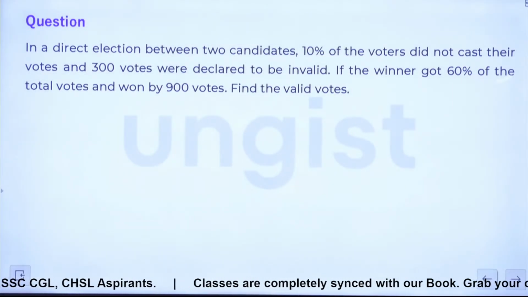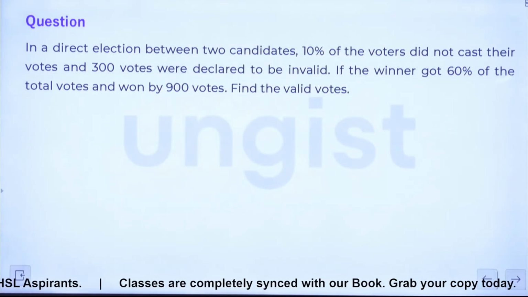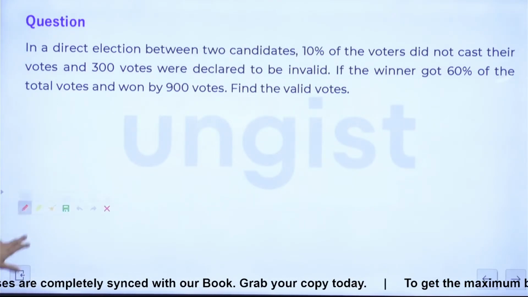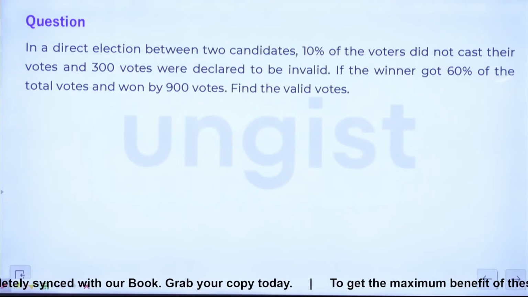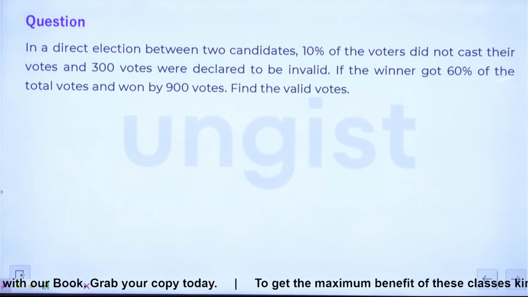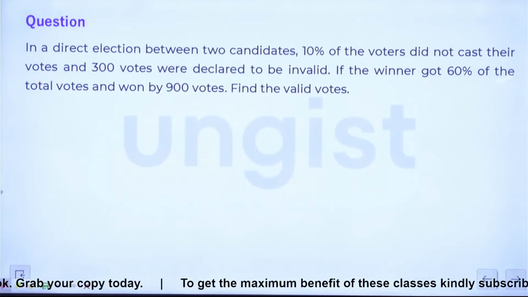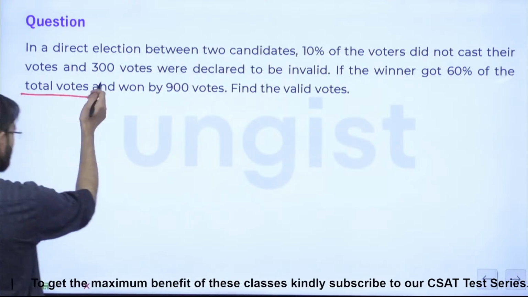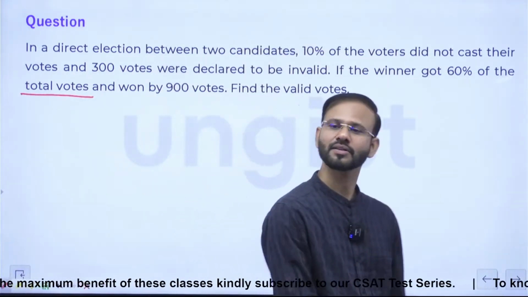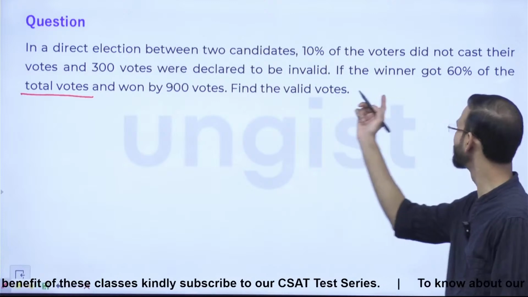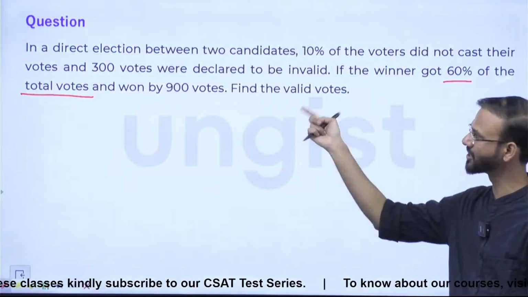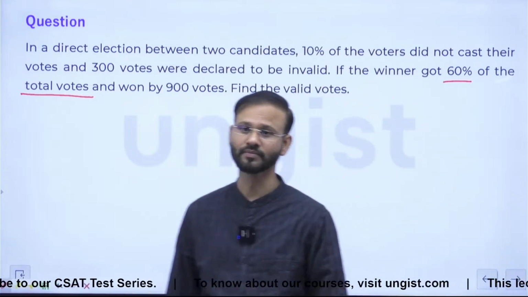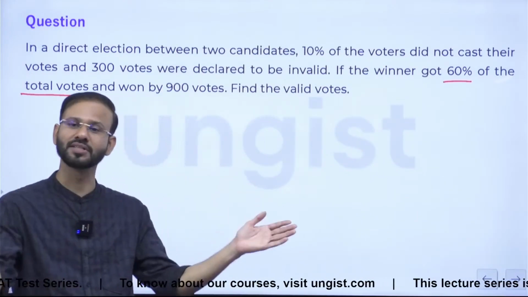Now the next question, guys. This is something that I was talking about. Just read it. The question is saying what? In a direct election between two candidates, 10% of the voters did not cast their votes. 300 votes were declared to be invalid. If the winner got 60% of the total votes, meaning the number of votes in the voters list. So this time it is not 60% of the valid votes. This time it is 60% of the total votes. It means this is 60% of the 100%. 100% means 100% of the voters list.